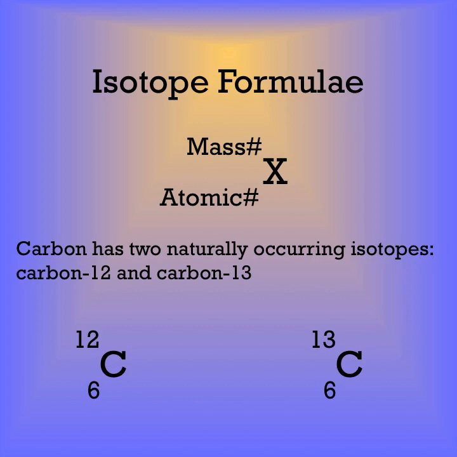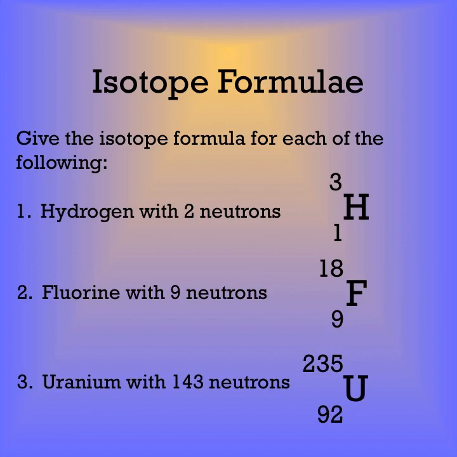And if you stop the podcast, write those formulas down, and come back to it, you should have what you see on this particular slide. H, mass number of 3, atomic number of 1. Fluorine is F, not FL, remember, with a mass number of 18 and atomic number of 9. And uranium, U, with a mass number of 235 and an atomic number of 92. So you see what you did was looked up the element on the periodic table, found the number of protons according to its atomic number on the periodic table, and added that to the number of neutrons. That gave you the mass number.